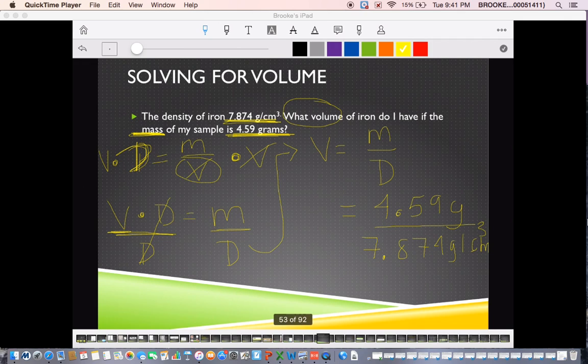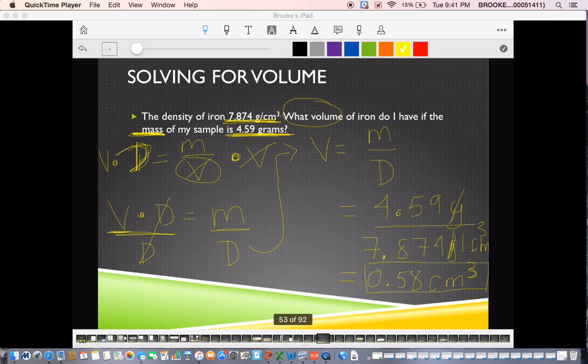And if we look, we see that grams is on the top of our fraction and it's also on the bottom. That means that they're going to cancel. So grams cancels out. We do our math, so that's 4.59 divided by 7.874. When we do that, you get a decimal, so you can go ahead and just give me those two decimal places. And we get 0.58. Our grams canceled out, so we are left here with centimeters cubed. Or, if you wanted to write milliliters, remember centimeters cubed and milliliters are the same thing. And we'll draw a box around our answer.